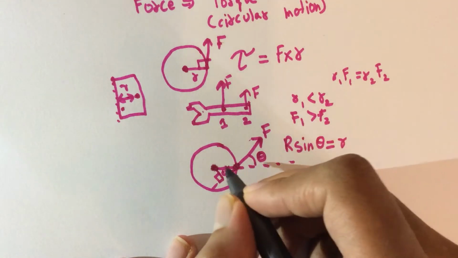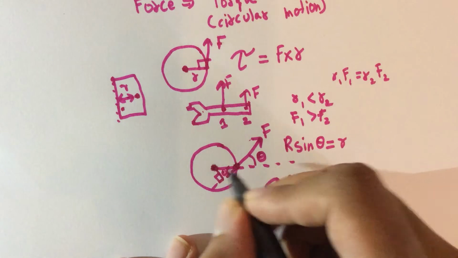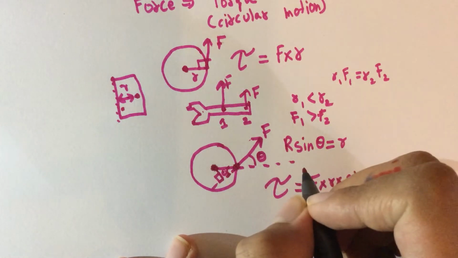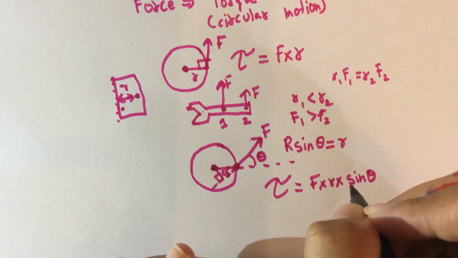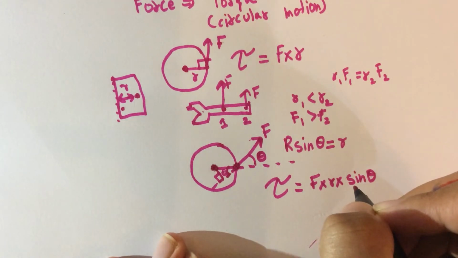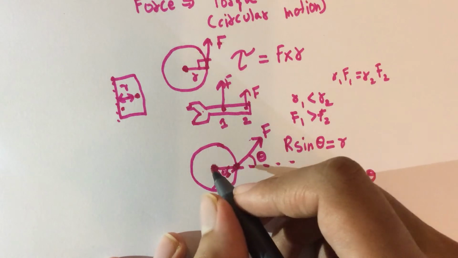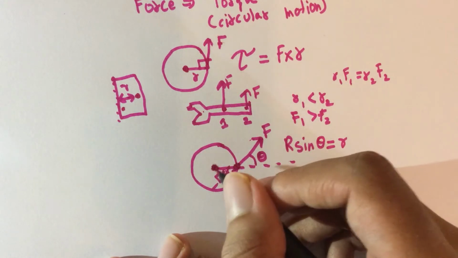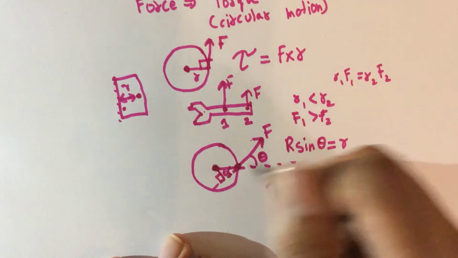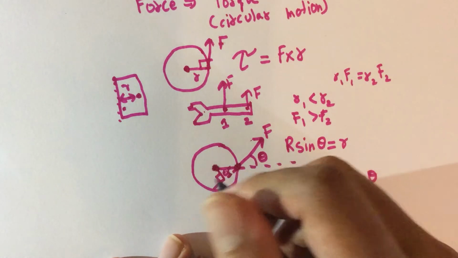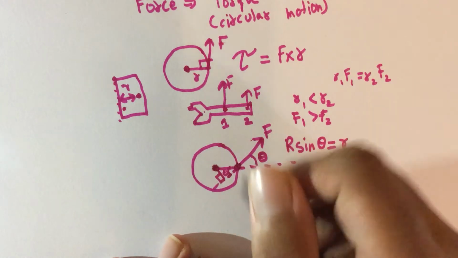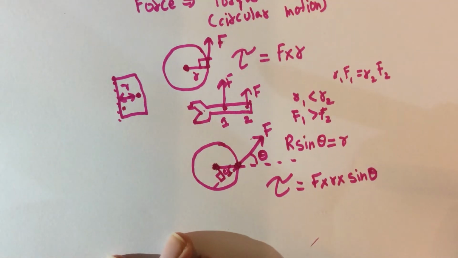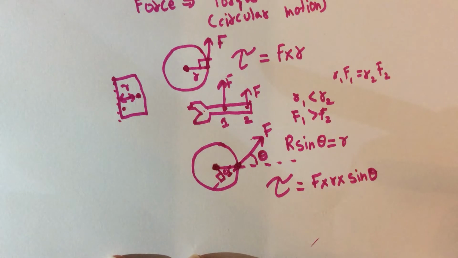However, if the force were acting along this line, towards the center or away from the center, then sine theta would be 0. And what that means is that there'd be no torque, and in short, no circular motion. Which makes sense: if I hit this object right towards its center, why should it rotate? There'd be no flicking in this direction or this direction. So that's how torque is calculated.